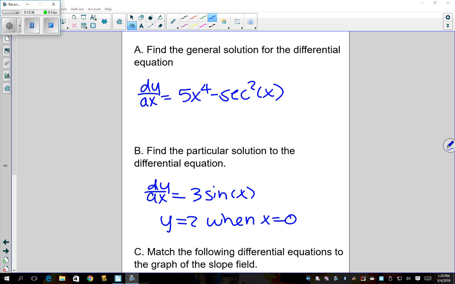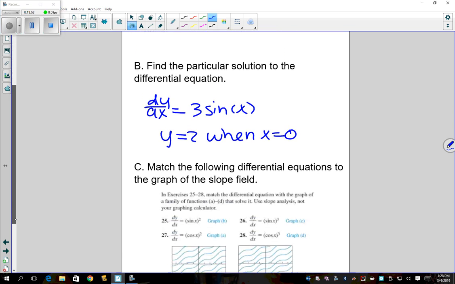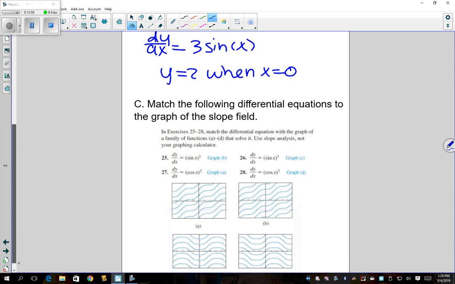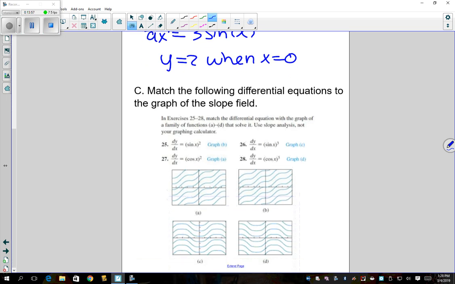So here are the following ABC problems for this video. A is asking you to find the general solution to the differential equation 5x to the 4th minus secant squared x. The second one is asking you to find a particular solution to the equation 3 sine x and y equals 2 when x equals 0. And in this third exercise, you're trying to match the different graphs to the specific differential equations.